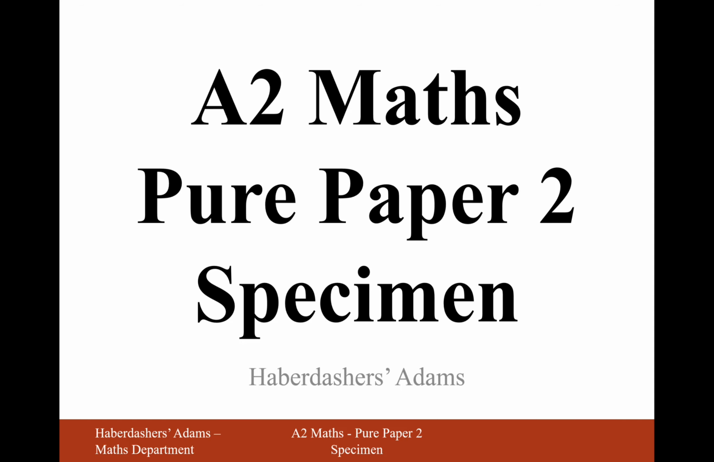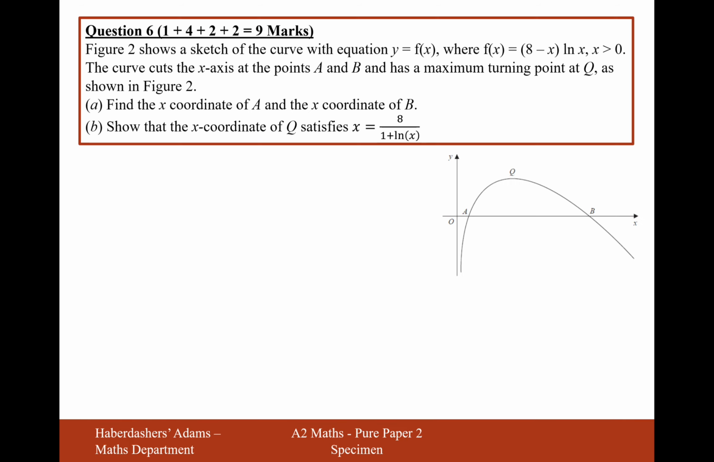Hello there and welcome to A2 Maths on Specimen Paper 2, and here we're looking at question 6, an iterative sequence question. So figure 2 shows a sketch of the curve with the equation y equals f of x, where f of x equals x minus 8 ln x. The curve cuts the x-axis at the points A and B and has a maximum turning point at Q as shown in figure 2. Find the x-coordinate of A and the x-coordinate of B.